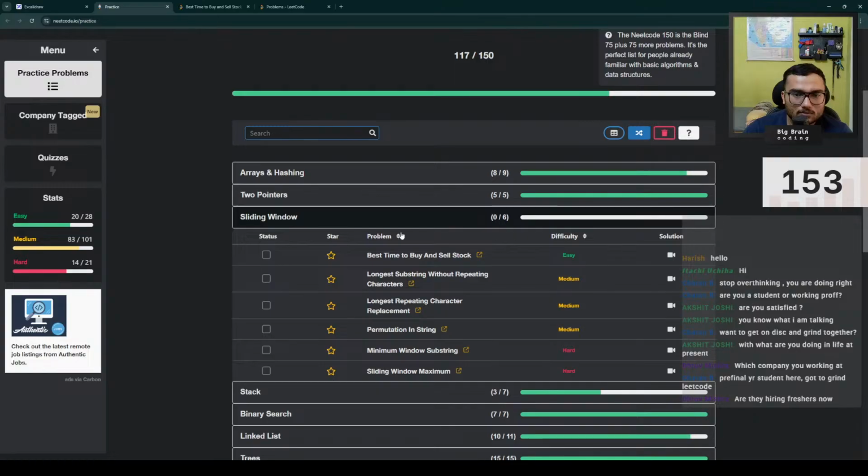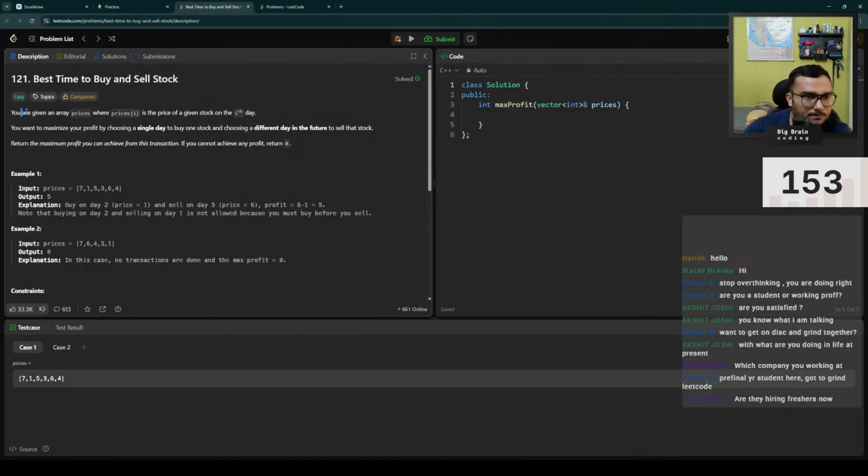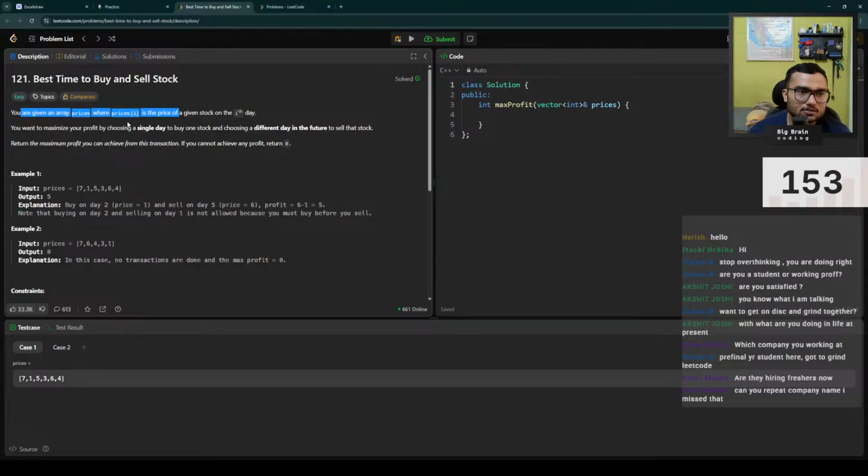So back on the classical questions. You are given an array prices where prices[i] is the price of a given stock on the ith day. You want to maximize your profit by choosing a single day to buy one stock and choosing a different day in the future to sell that stock. Return the maximum profit you can achieve from this transaction. If you cannot achieve any profit, return 0.